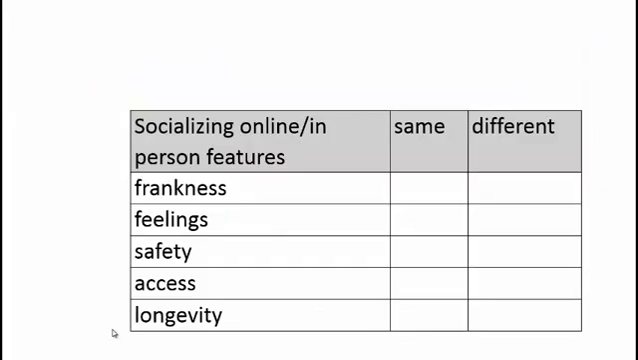Okay. And we can think of socializing online and in person as having similar features or different features. If we compare them in terms of frankness, feelings, safety, access, longevity, which one is more frank? Which one do we have the chance to express our feelings in a more natural way? Now, safety, which is safer, to socialize on the internet or to socialize in person? Which option gives you the chance to know your partner more? The longevity, which lasts more? Is socializing on the internet something that is life lasting, or it's just a kind of fast recognition or fast introduction, and that is all of it?